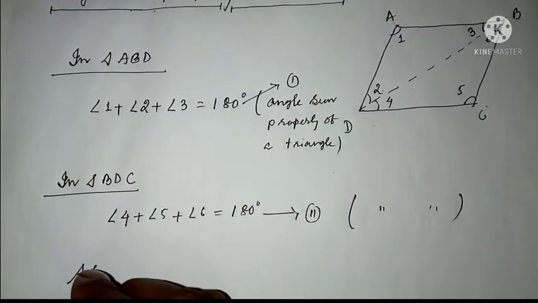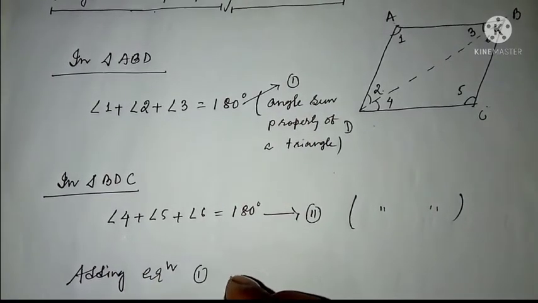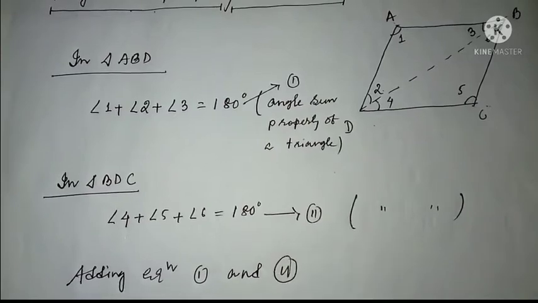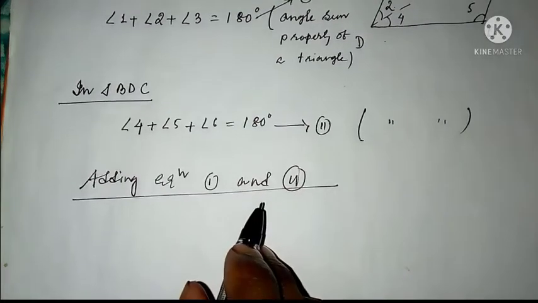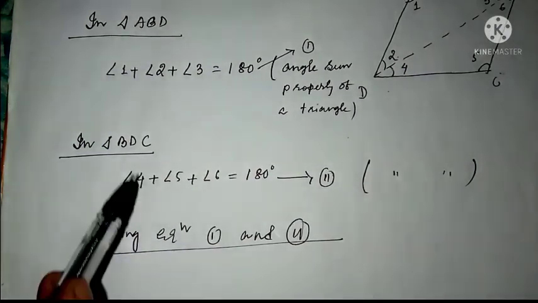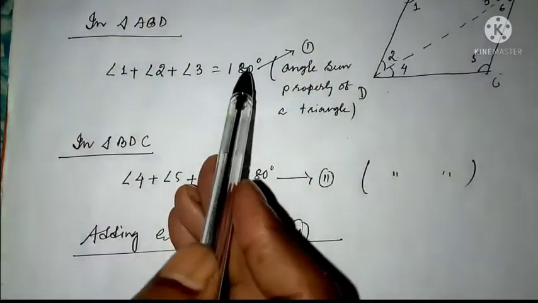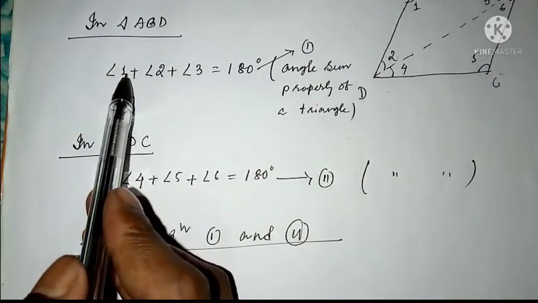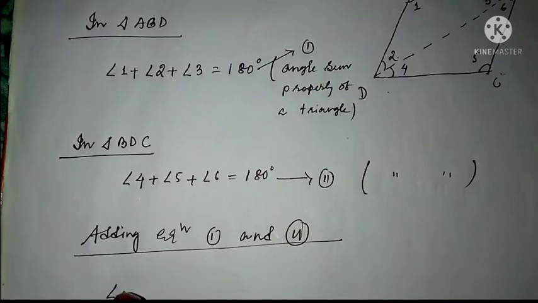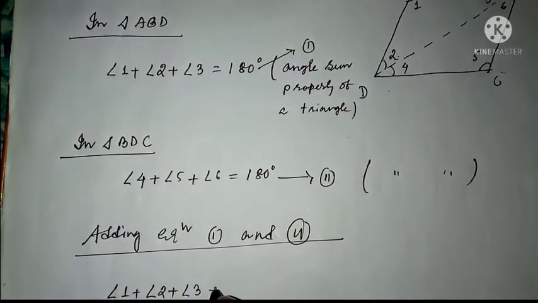Then you write adding equation 1 and 2. So when we add equation 1 and 2, we know that when adding any two equations, you have to add the quantities on the left hand side with the left hand side, and the right hand side with the right hand side. So what are the values on the left hand side? 1, 2 and 3. So you write here angle 1 plus angle 2 plus angle 3. As I have written adding, you write the plus sign here.